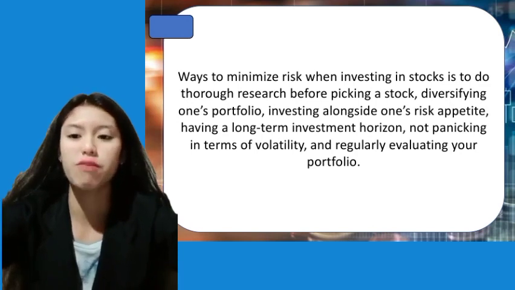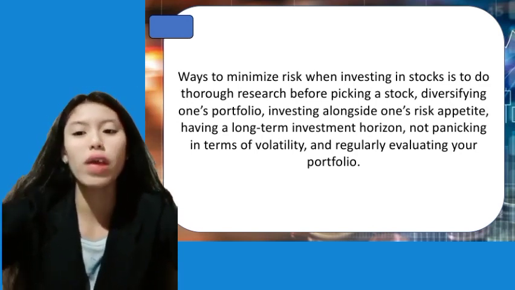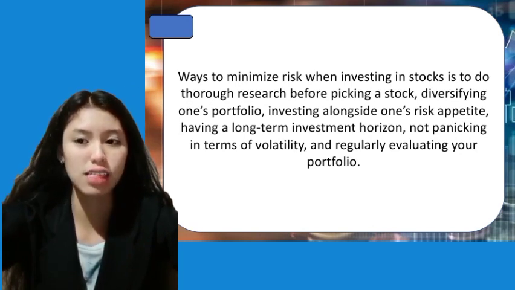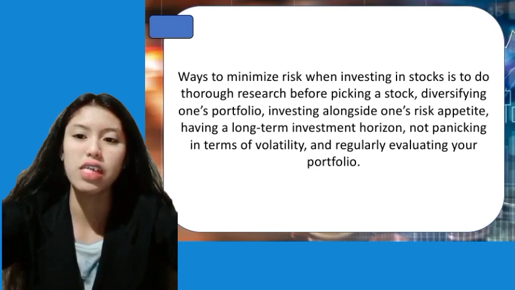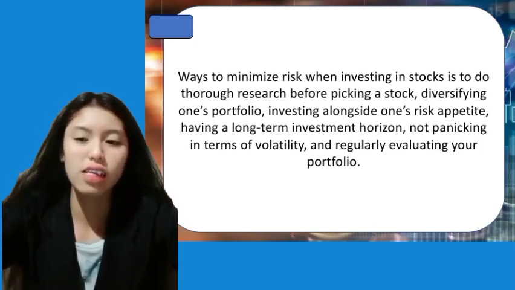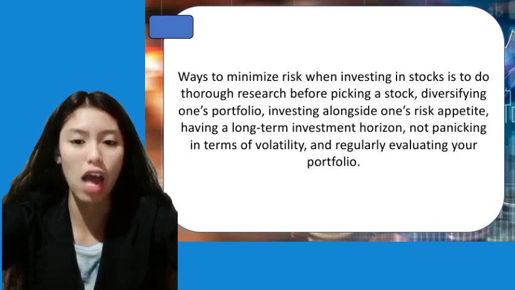Second is diversifying one's portfolio. One way to mitigate risk is to have a diversified portfolio, which means investing in a variety of different assets to spread out risk. For example, think of your money as different kinds of snacks. If you put all your money into one type of snack and it turns out you don't like it anymore, you're stuck. But if you have a variety, you can enjoy different flavors. It's like in investing, having different stocks. If one doesn't do well, others might.